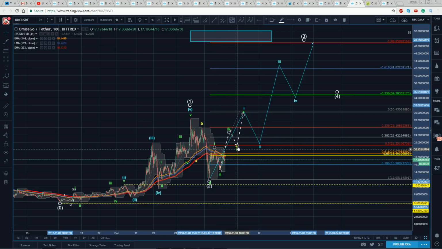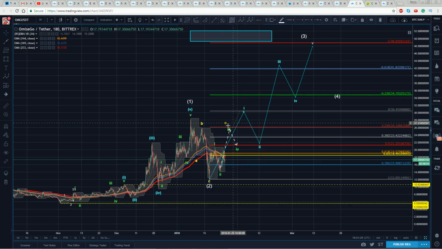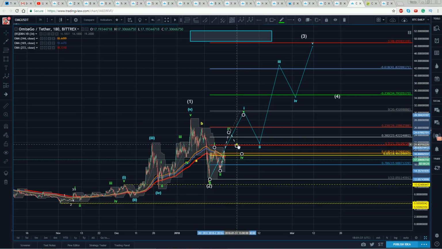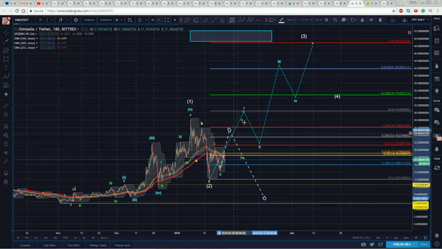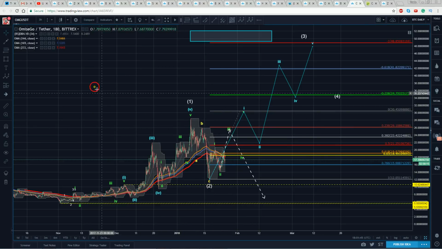That sets up the fourth. Now you don't know for sure whether you're going to get the fifth, because this could just roll over. If I can get that tip there, that can just roll over and go down. We don't know that we get the fifth, because that could just turn into an ABC. And maybe we've just got a larger correction.